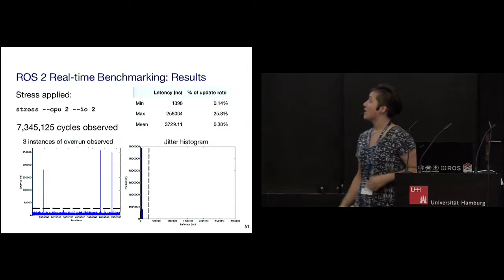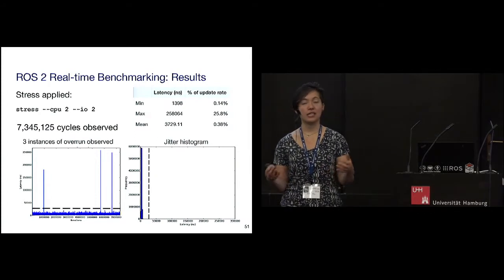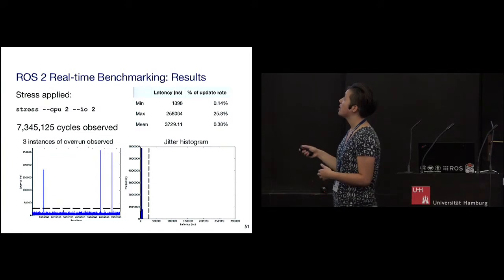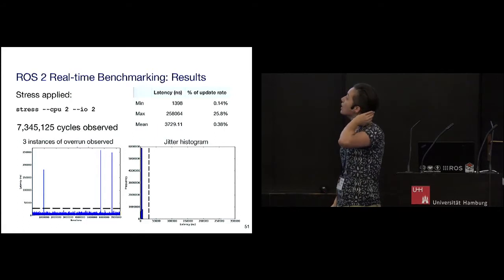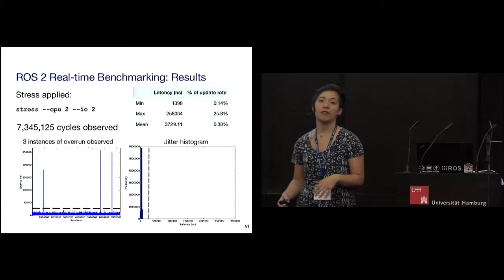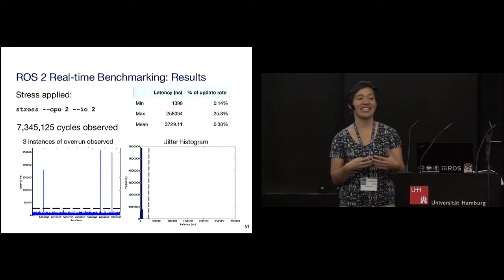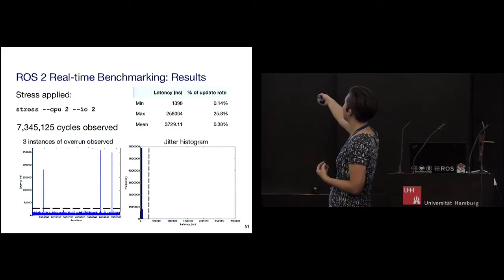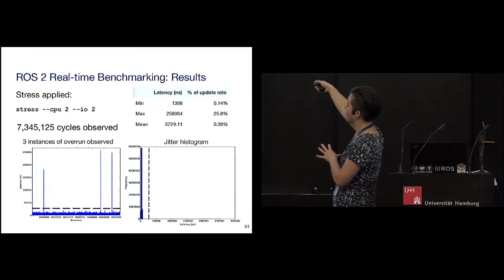I also had a longer run that was 7 times as long and applies some stress on the system. Stress is a really nice tool that just spins up worker threads that do stuff over and over again. So it's putting stress on the CPU and stress on I/O. Here there were 3 instances of overrun, and the spikes are a lot bigger. They're 25% of the update loop. But it's still pretty good that we're not actually exceeding 1 millisecond. And again, the histogram scale is still crazy, but we're an acceptable margin away from our maximum jitter.